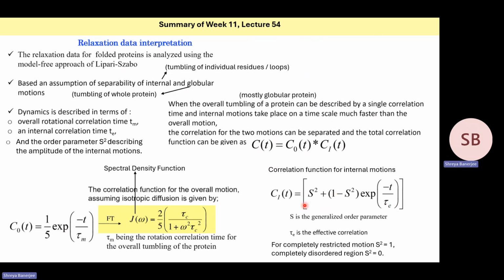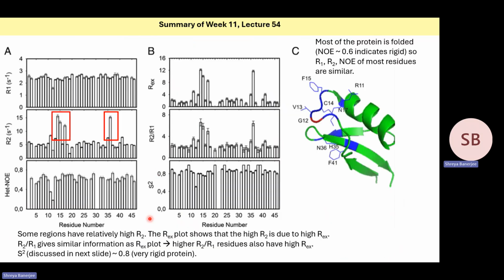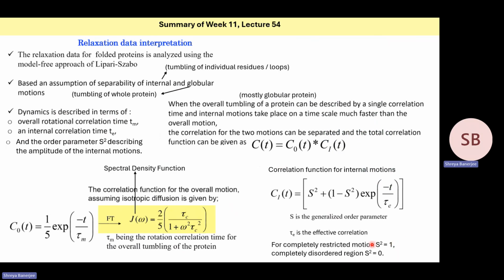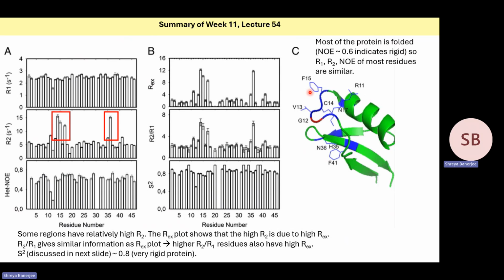Where S squared is called the generalized order parameter. For restricted motion, S squared is 1, and for a disordered region, S squared is 0. So if you look back at the previous graph, S squared is close to 1 for all the amino acid residues, and S squared close to 1 means that the dynamism is completely restricted. That is what happens in this protein.